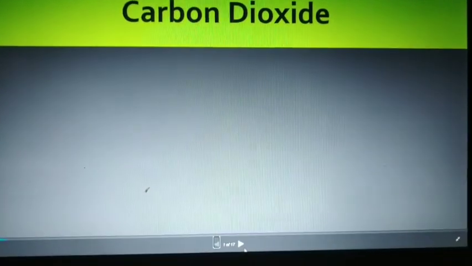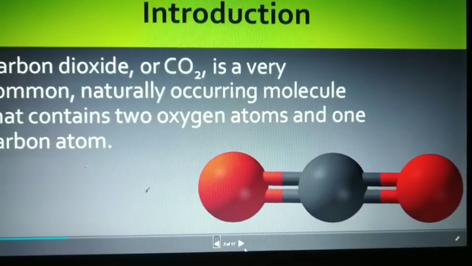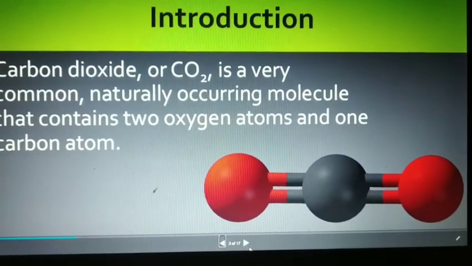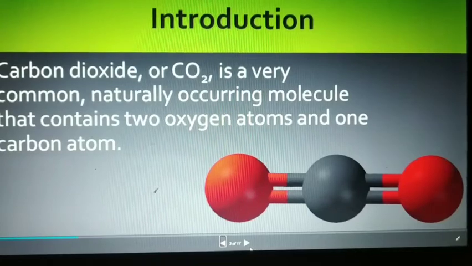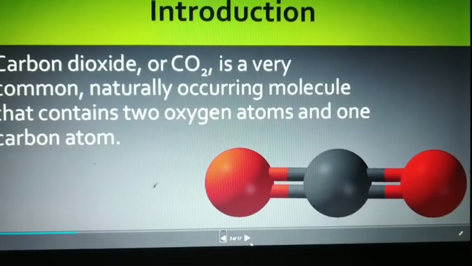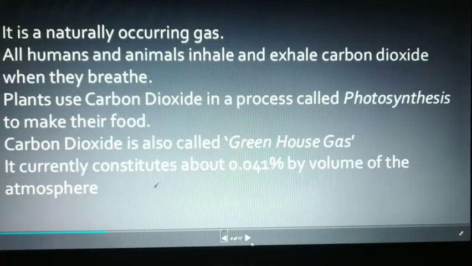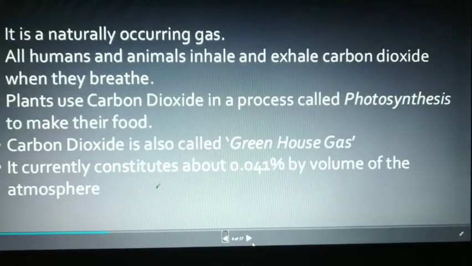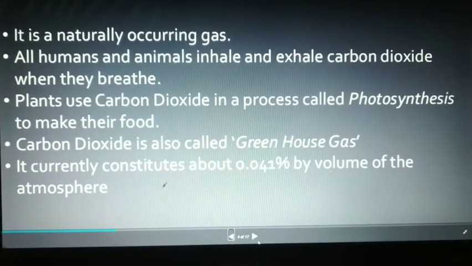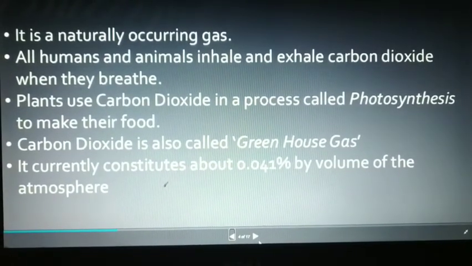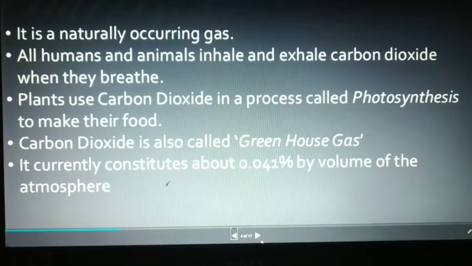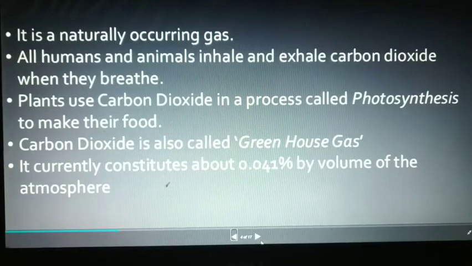Carbon dioxide is a very common naturally occurring molecule that contains 2 oxygen atoms and 1 carbon atom. This is the structure of carbon dioxide. It is a naturally occurring gas. All humans and animals inhale and exhale carbon dioxide when they breathe. Plants use carbon dioxide in a process called photosynthesis to make their food.